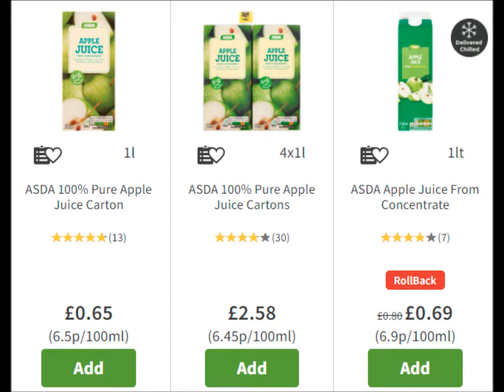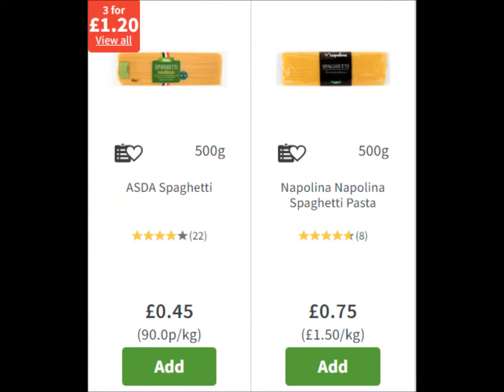Okay, so this next one is spaghetti. So have a wee look and have a wee think which one is the cheapest option per kilogram.